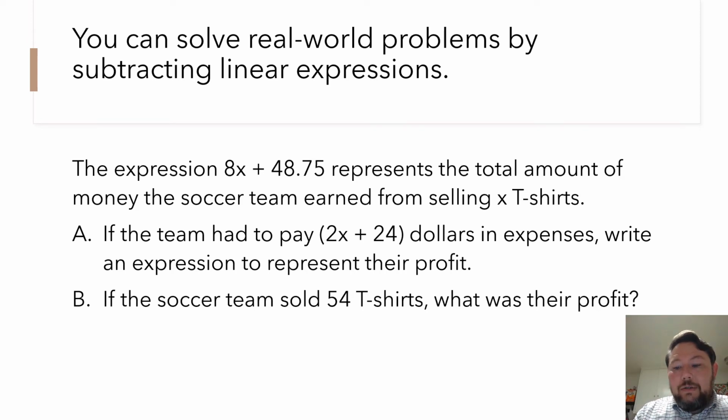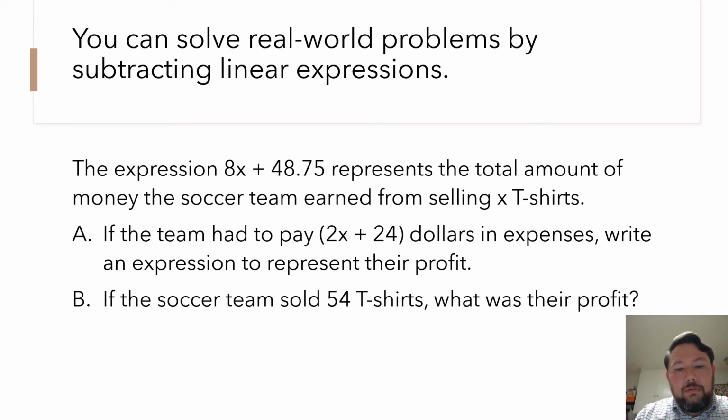Adding and subtracting linear expressions is helpful in real-world problems. So here we have a real-world type problem, right? And we're going to be asked to create a linear expression with some subtraction in it. And then we're going to be given in part B a value for x, and then we are to solve the expression. So the expression is 8x plus 48.75 represents the total amount of money the soccer team earned from selling X number of t-shirts.